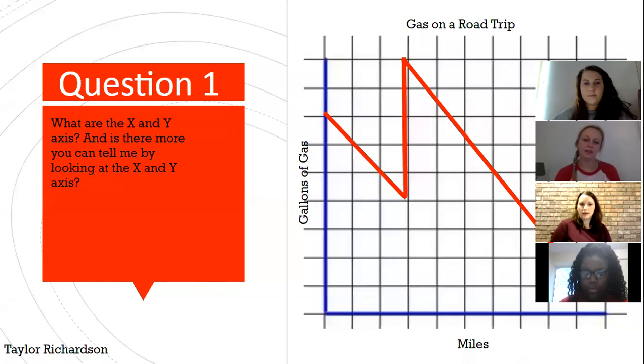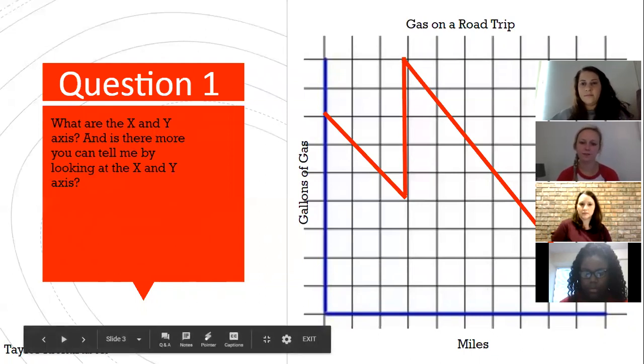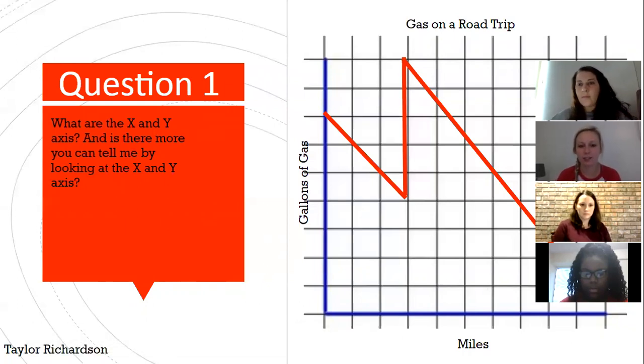All right, what are the X and Y axis? And is there more you can tell me by looking at the X and Y axis? The X and Y axes are your base axes of the graph that you are dealing with. The x-axis is the horizontal line that goes right through the middle of the graph, and the y-axis similarly is the vertical line that goes right through the middle of the graph. This graph in particular, you can tell by the labels on the x and y-axis. You can tell that the y-axis represents the gallons of gas that the truck can hold and is holding, and the x-axis represents the miles that the truck has driven with that gas.